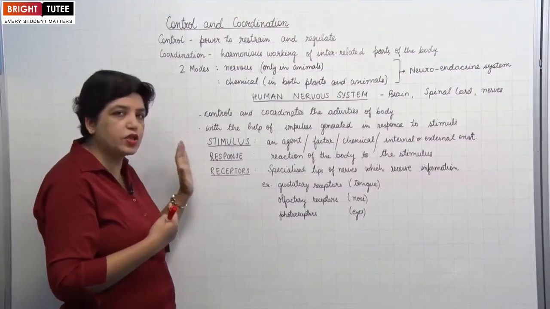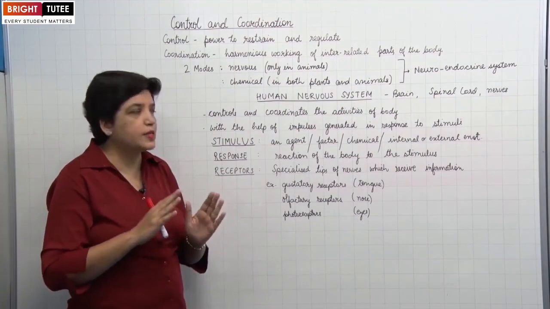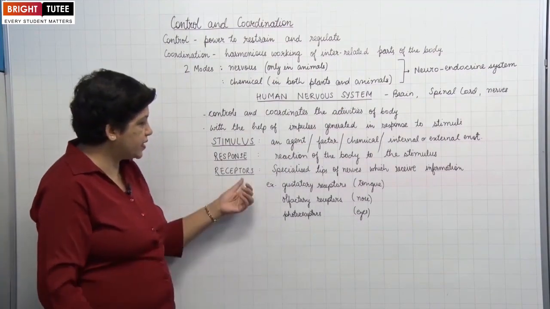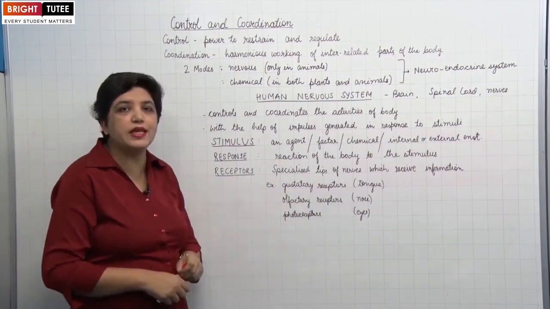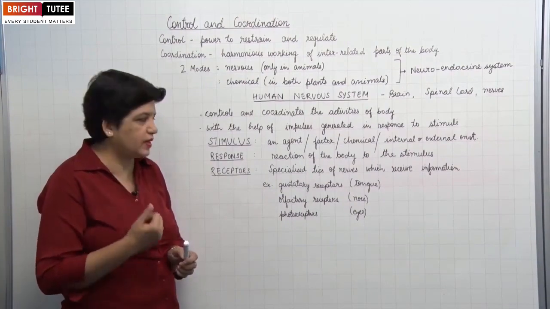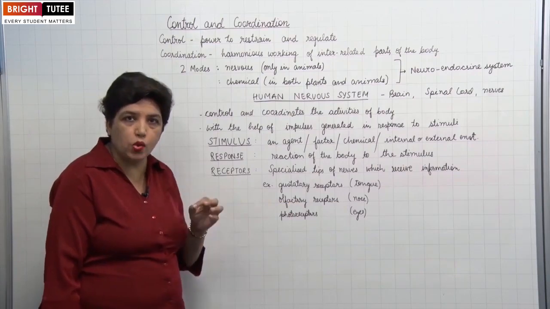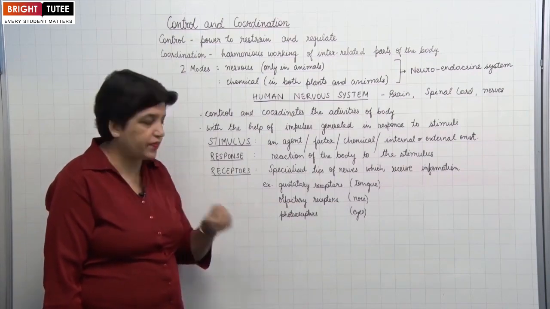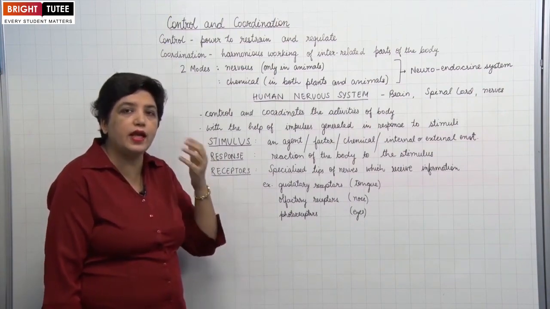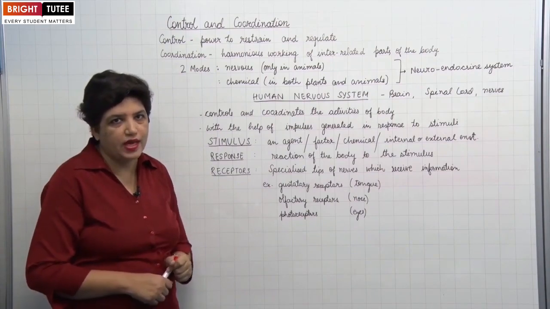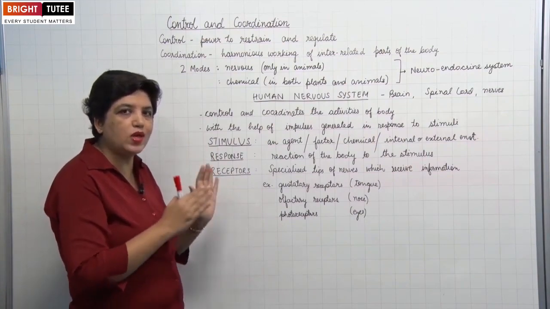And these responses are controlled by our nervous system, which consists of the brain, spinal cord, and nerves. Some examples of receptors are gustatory receptors, which are present in the tongue. They help us to taste the food or anything else. Olfactory receptors are present in the nose. They help us to detect smells. The photoreceptors present in the eye are sensitive to light and help us to form the image in the brain. So these are examples of certain receptors. This is in a nutshell what the human nervous system is.